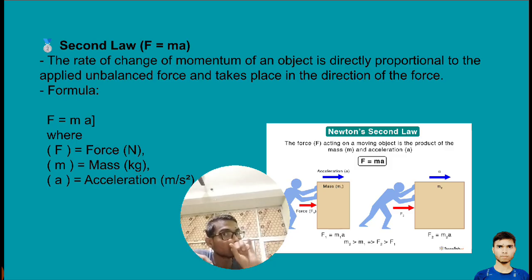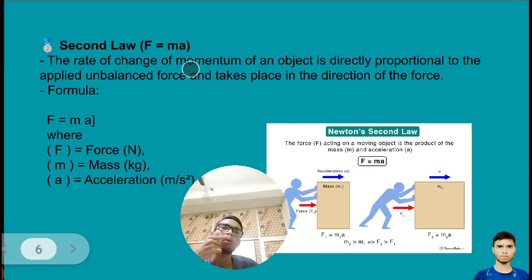But when you come to the discussion of the second law, then here you will see the calculation of the force which was applied on the object. Here you will calculate force. The second law is F is equal to ma. M is the mass, F is the force, A is the acceleration. The rate of change of momentum of an object is directly proportional to the applied unbalanced force.